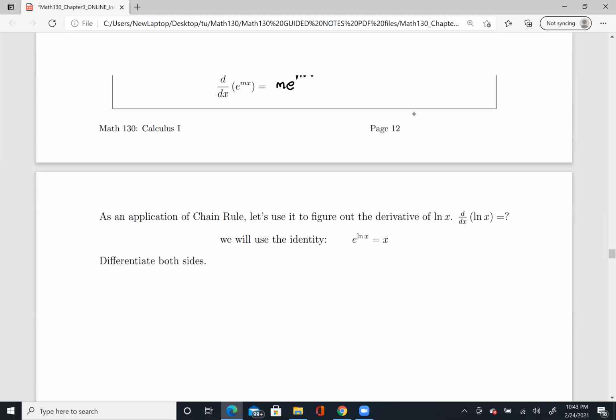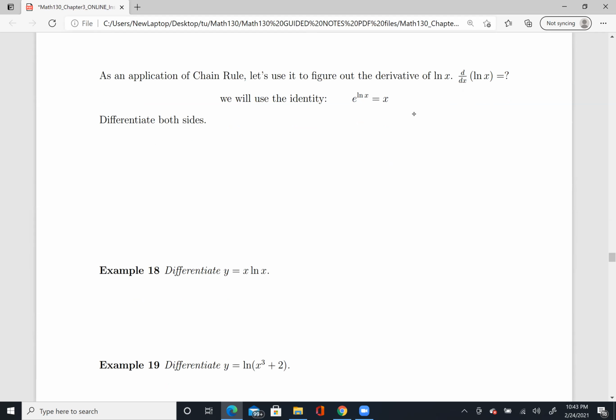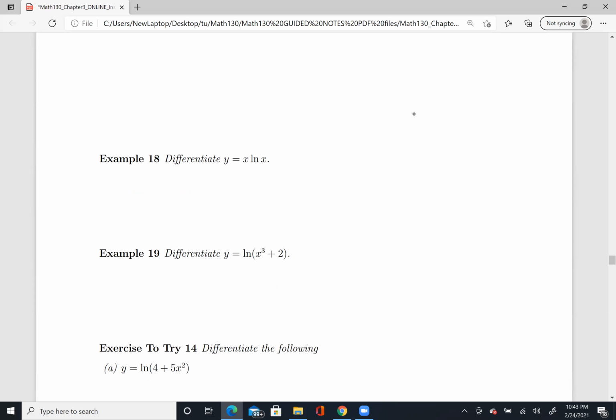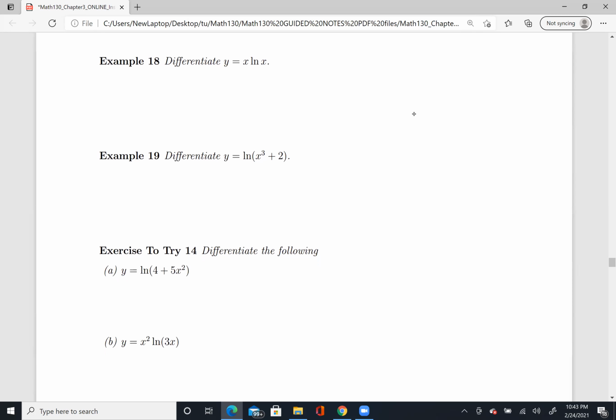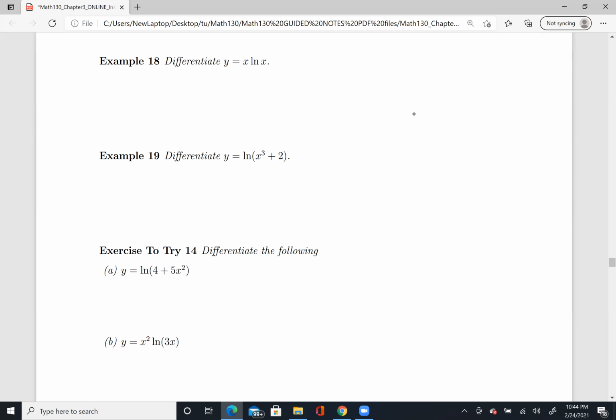Let me see, is there any example? No. I'm going to leave this for you to work on. And so we talk about example 18 over here. We have y equal to x times ln x. Okay, so let's do this problem.